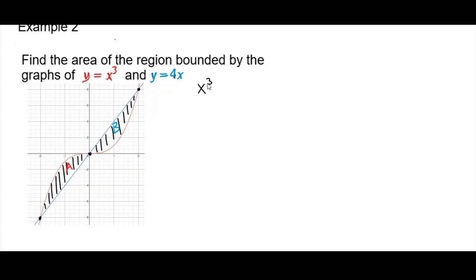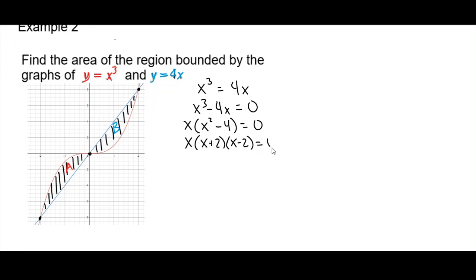So if I have the x cubed function equal to 4x, we can solve this. One strategy is to set it equal to 0. So I'm going to subtract the 4x over, and I'm going to have x cubed minus 4x equals 0. Factor out a common factor. It looks like both terms have an x in common. So I have x times (x squared minus 4). And this is a difference of two squares. We can factor that again. So we end up with x times (x plus 2) times (x minus 2) equals 0.